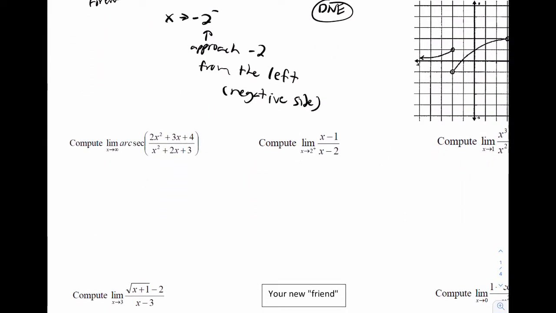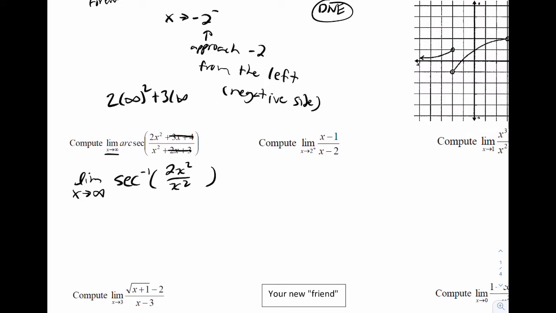Notice this one. Limit of arcsecant of this expression, x goes to infinity. So I want you to remember a couple things. We're going to infinity. Arcsecant just means secant inverse. And hopefully you remember, if you're going to infinity and it's rational like this, the parts after the leading term are insignificant. So you cross them out. So you're left with 2x squared over x squared. And the reason for that is because imagine you have 2 times infinity squared plus 3 times infinity plus 4. This initial part is huge. It's so big that these parts really don't even matter.